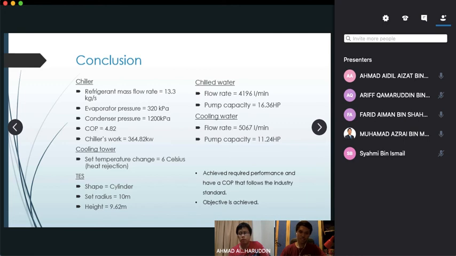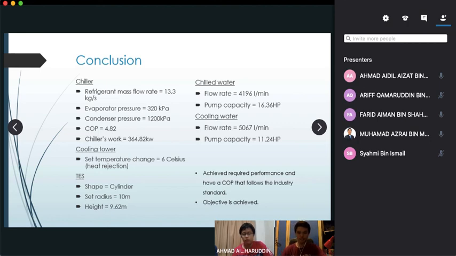With that, the chilled water flow rate is 4,196 liters per minute. From there, we get the pump capacity of 60.36 horsepower. As for the cooling water, the flow rate is 5,067 liters per minute and the pump capacity is 11.24 horsepower.